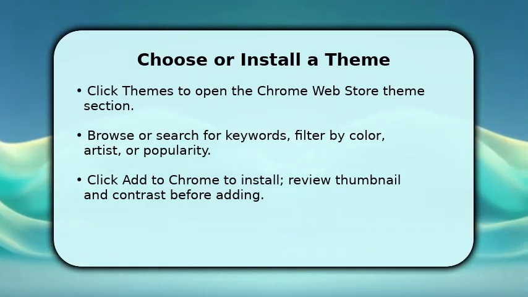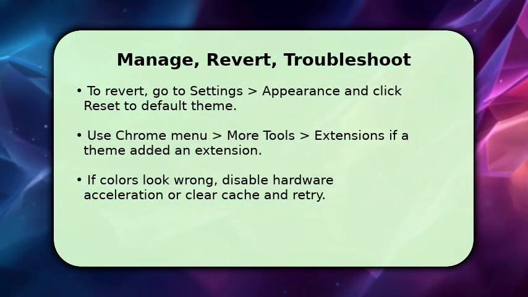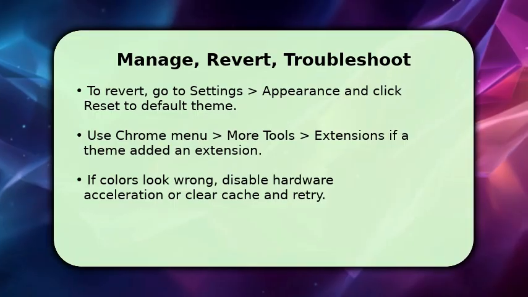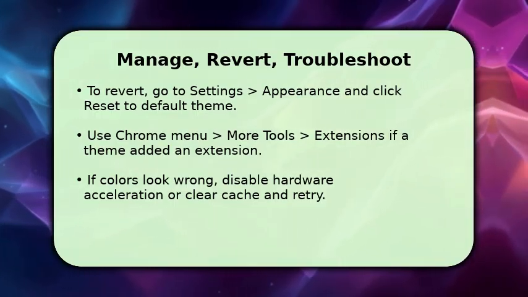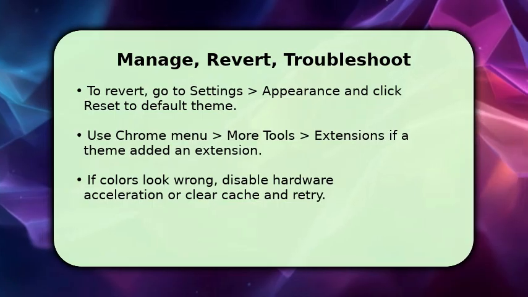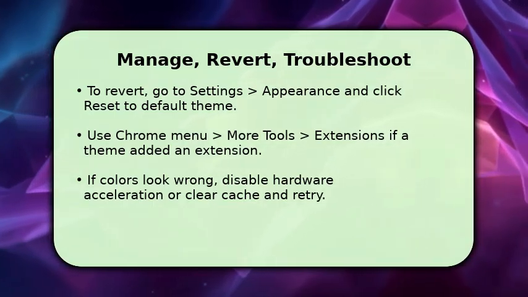You finish by managing or reverting the theme when needed. If the new look doesn't work, go back to Settings Appearance and click Reset to Default Theme to return to standard Chrome immediately. Once done, check extensions if the theme bundled any extras and remove them via More Tools extensions.